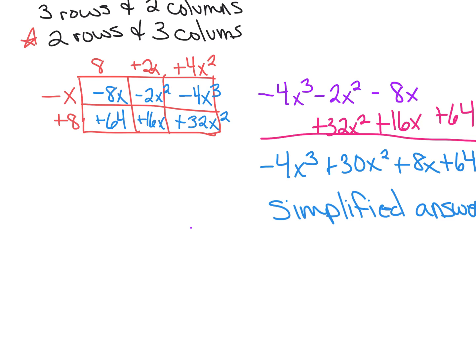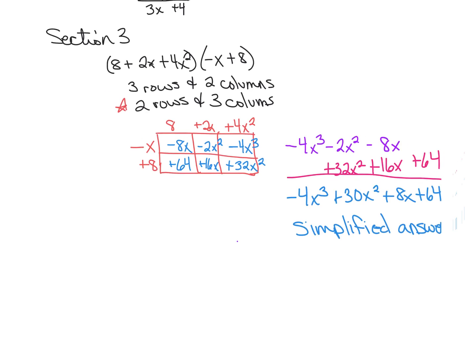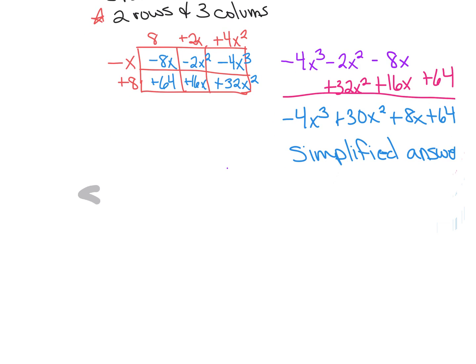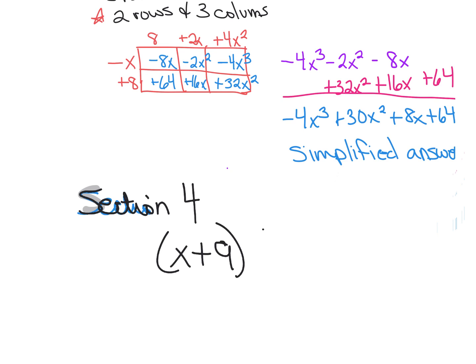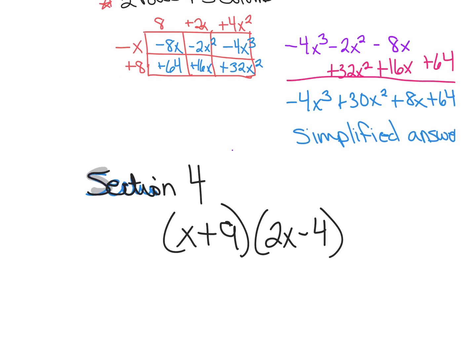The last section, is it the last section? Hey, yeah. What is that? Section 4. Oops. Section 4 is multiplying binomials. So it's just going to give you the x plus 9 times 2x minus 4. And you can do the box.